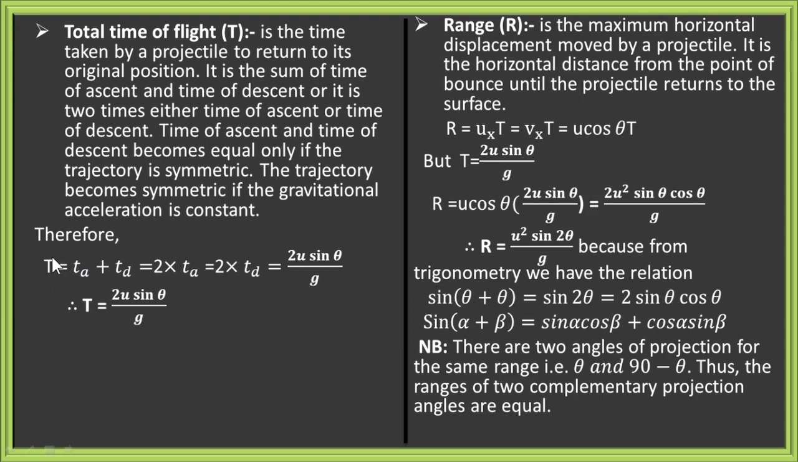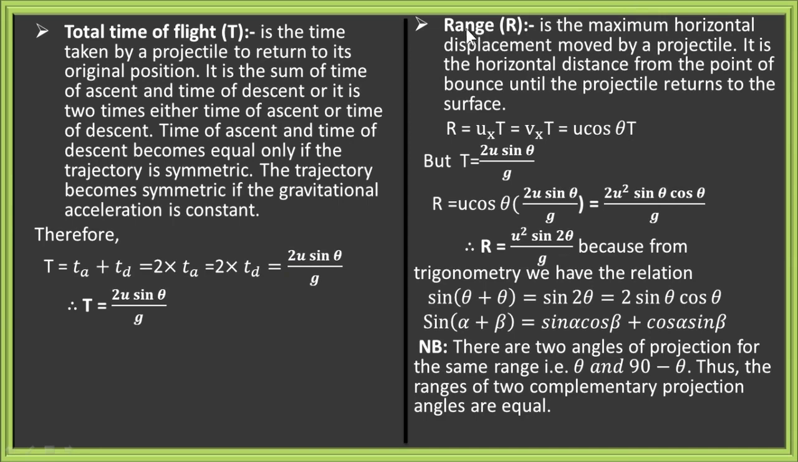Therefore, the total time of flight is time of ascent plus time of descent, which is 2 times time of ascent or 2 times time of descent. Time of ascent is u sin theta over g, so it is 2 times u sin theta over g. Total time of flight can be calculated as this.